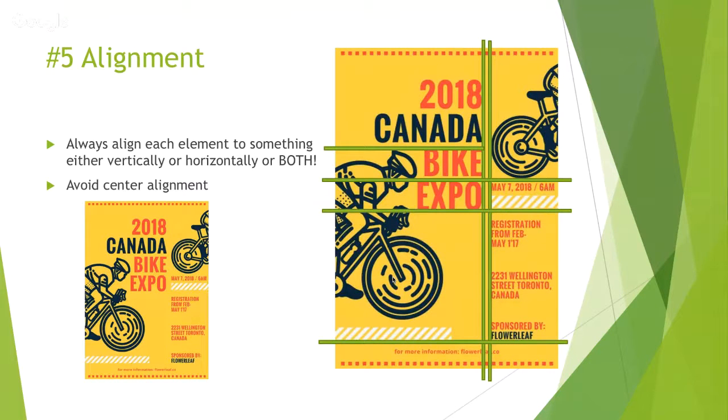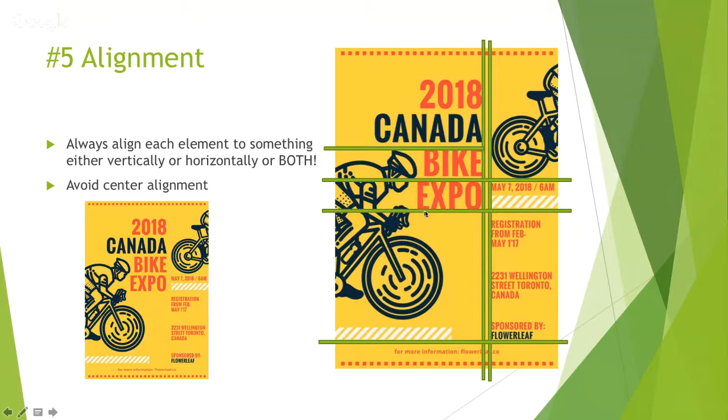Number 5, alignment. Alignment is so important. When you're creating your projects, you always want to make sure and double check that each element is aligned to something else on the page, whether it's vertically or horizontally or both. And I found this little ad, and there's so many ways that this ad was aligned. So you have the left alignment with this text. You have the right alignment right here with this text. Those are the vertical ones.